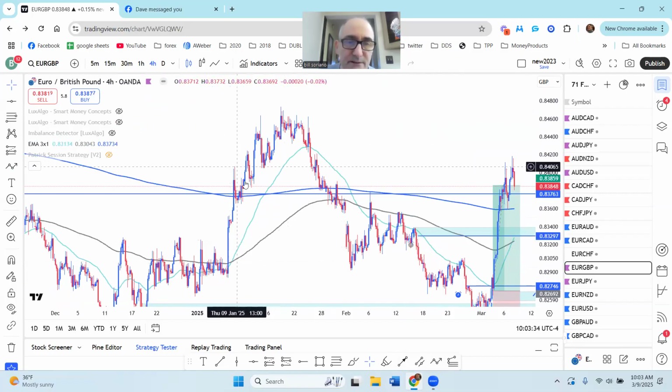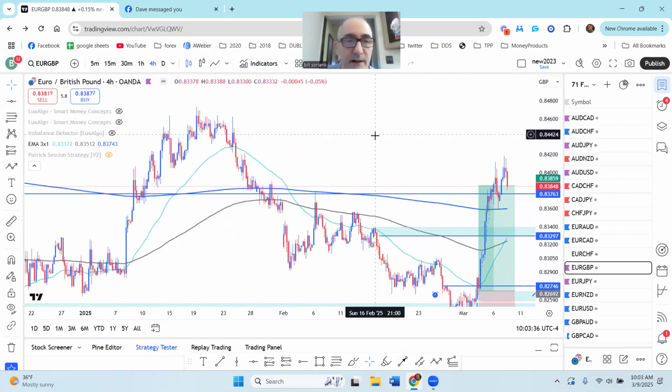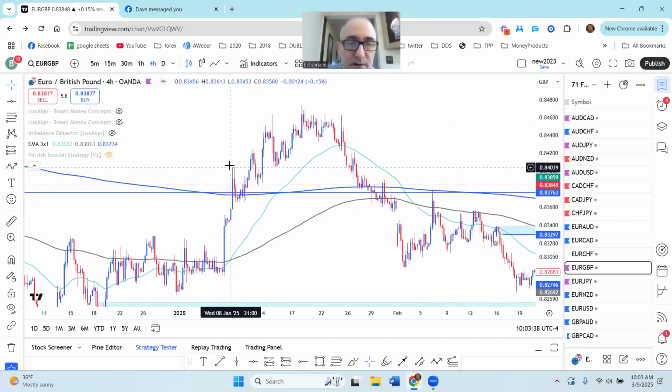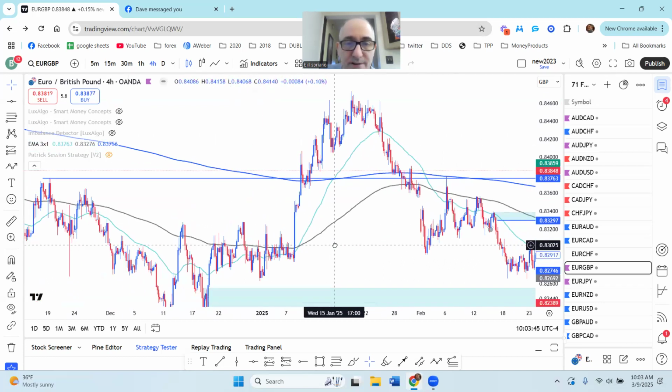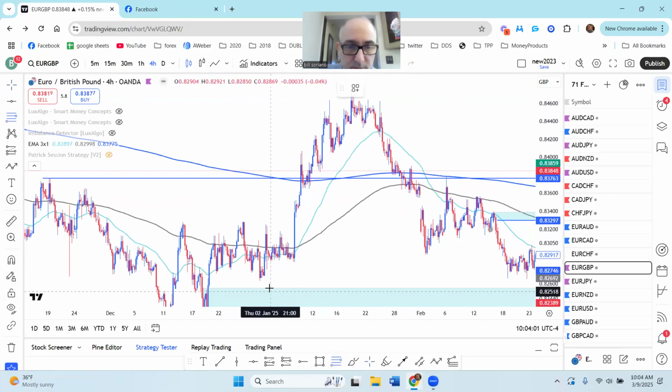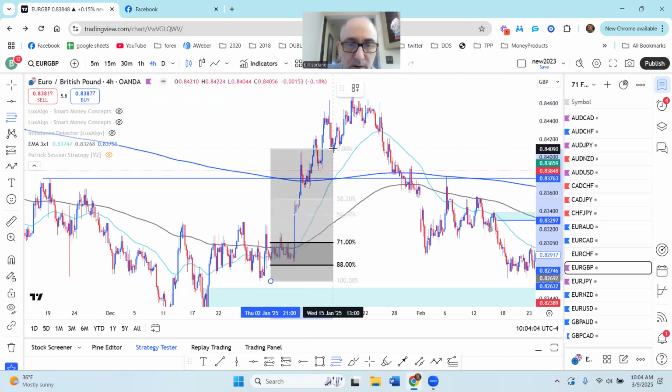When you look at this, it's all just one move up. These count as breaks of structure here because they are pullbacks. But I wouldn't count this as a swing low once this makes this new high. This would be the swing high, but the problem is that if I measure a fib, again, from this low up to here, I don't get that 38.2% pullback, see?